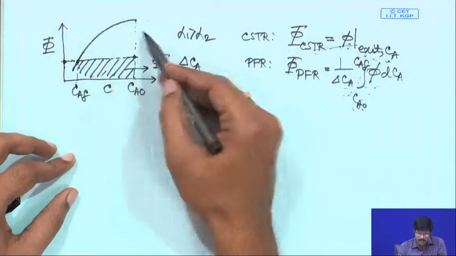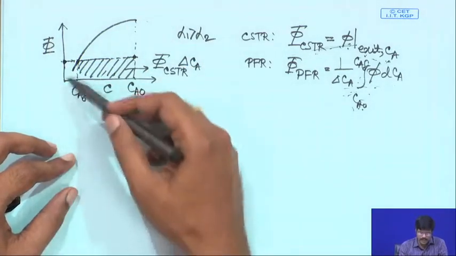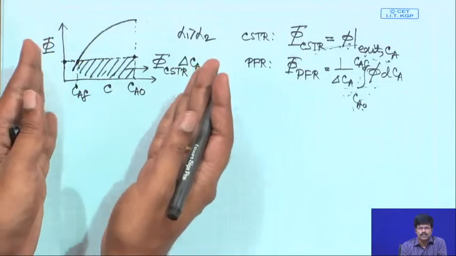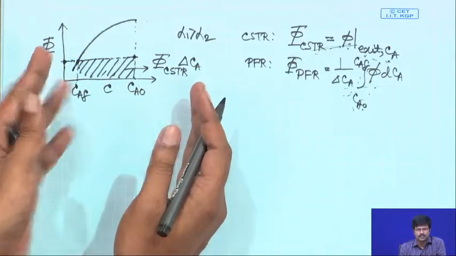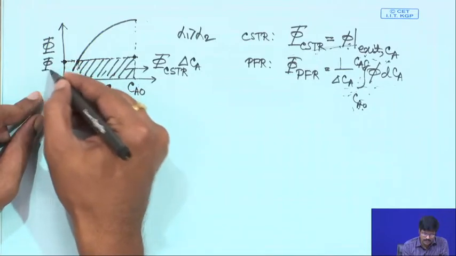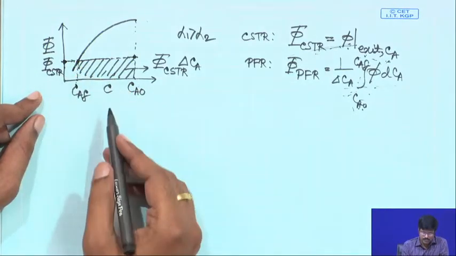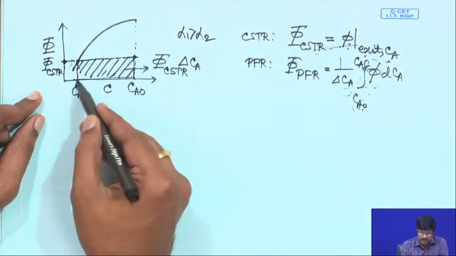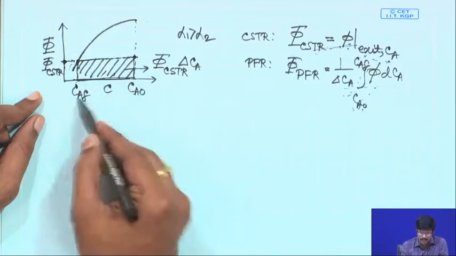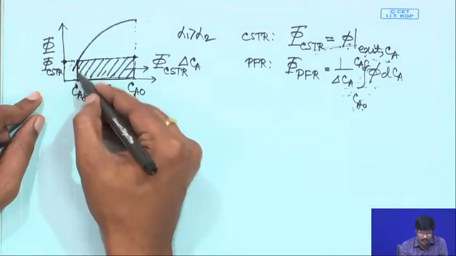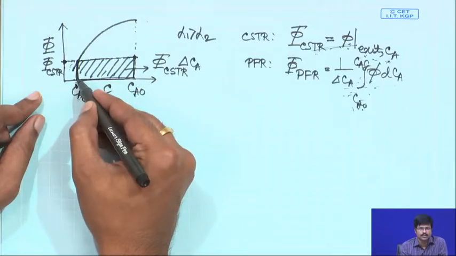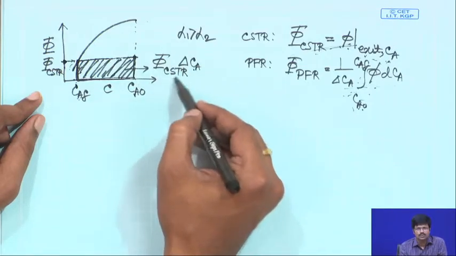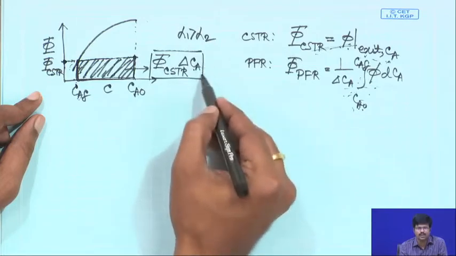Now, if you are looking at this particular graph, the yield varies like this with concentration. Okay. Now, when you are looking at CSTR, this is the yield, and if you are drawing a parallelogram like this, the length of this side is basically delta CA, the change in concentration, and the height is basically the yield in CSTR. So, the area of this parallelogram will be giving you delta CA into phi CSTR.